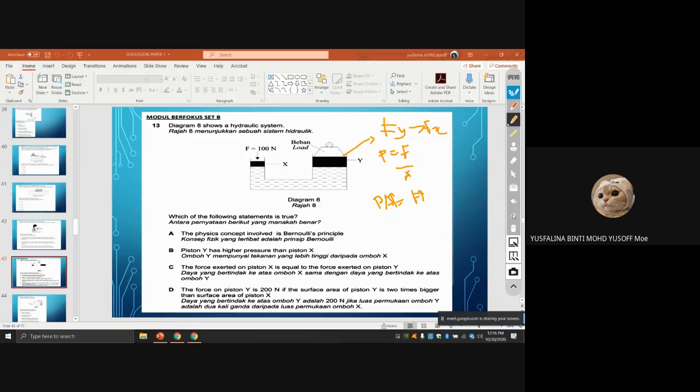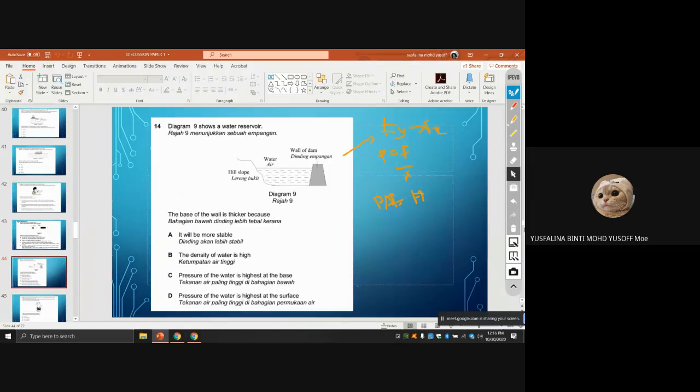And then the next one, D, the force on piston Y is 200 Newton if the surface area of piston Y is 2 times bigger than the surface area of piston X. So this one is correct. Let's say this one is twice bigger than the area of this one. Of course the force produced at Y will be 2 times bigger also. Okay, so the answer should be D, right?